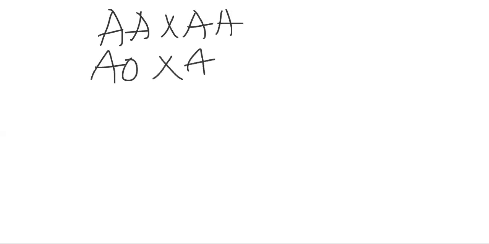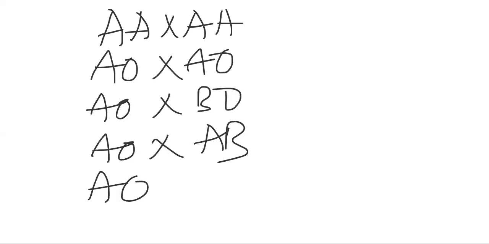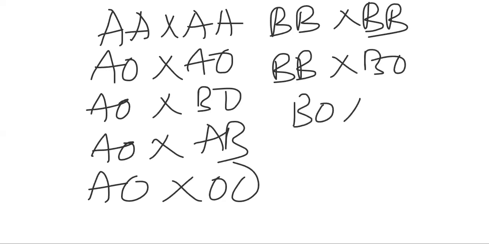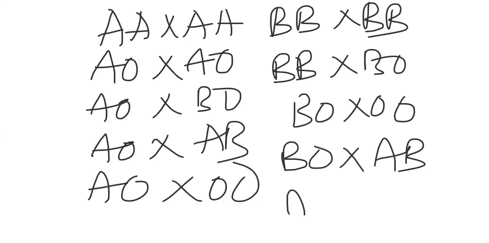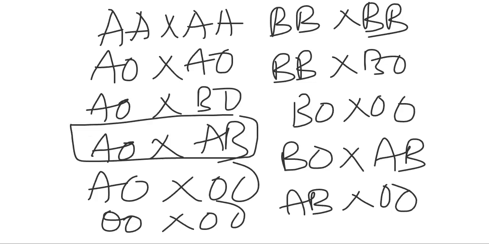90% of the questions in NEET are going to be this kind of question. As I gave earlier: AO, AO, BO; AO, AB, AO, OO; BB, BB, BB, BO; BO, AB, AB, OO. All these combinations, you need to practice again and again. By looking at them, you should answer. In this case, what am I getting? That kind of practice is required.